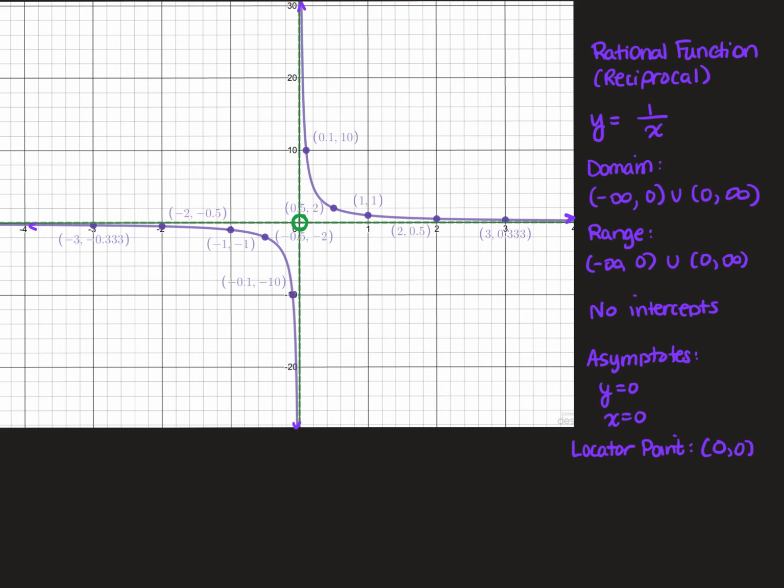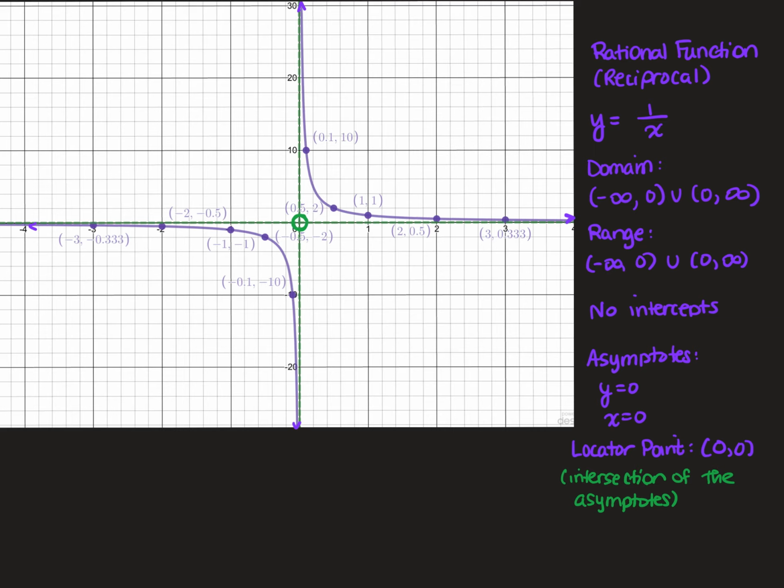So the locator point you can think of as the intersection of the asymptotes. And that can help you, if you move your graph left or right 3 units, then your locator point where the asymptotes are going to intersect is going to move left and right 3 units. So that can help you identify where the asymptotes are going to be.